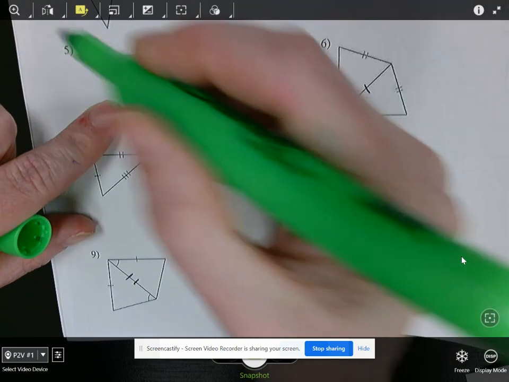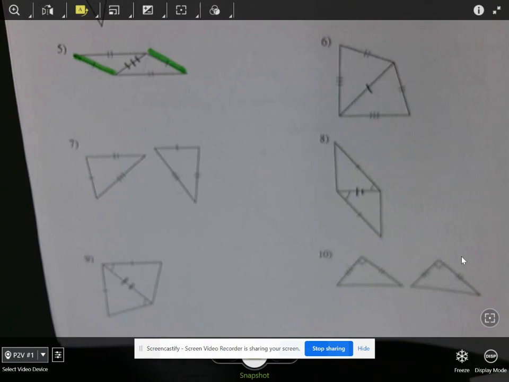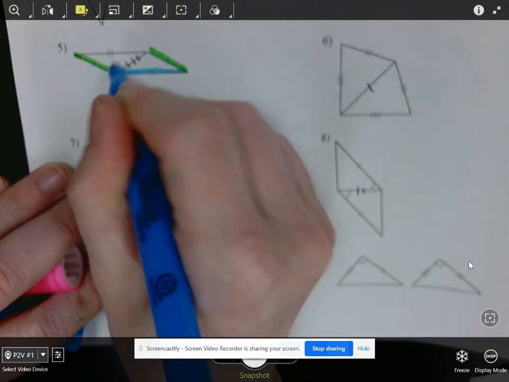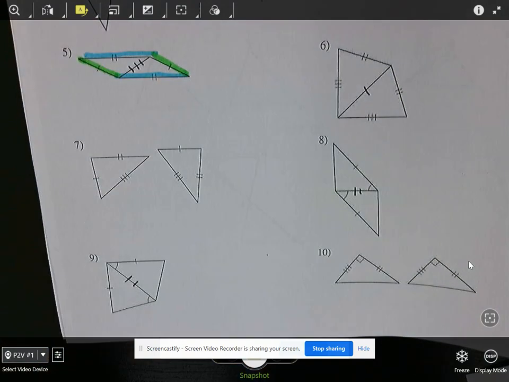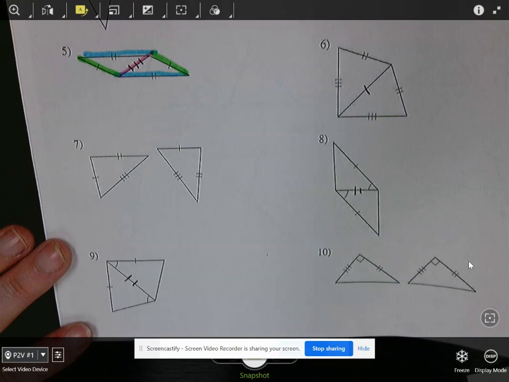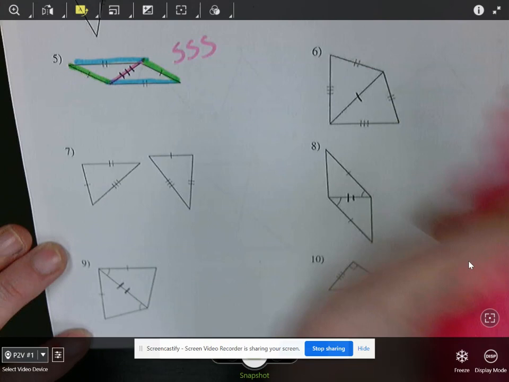Here's where the coloring comes in handy. This side and this side are marked congruent. These 2 sides are marked congruent. And these sides are marked congruent. Okay, so 3 sets of sides have been marked congruent. So I can say those are congruent by side, side, side.